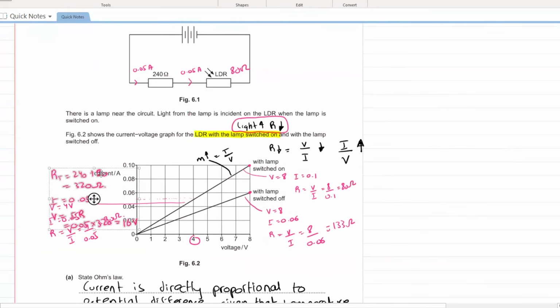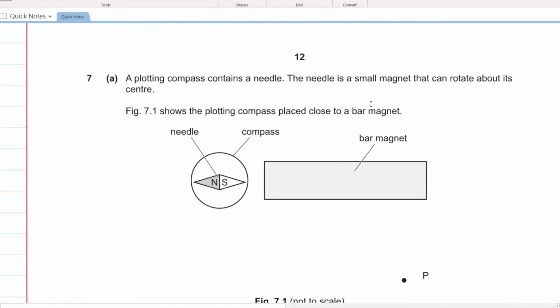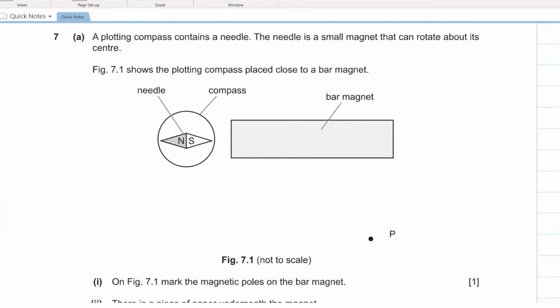Let me put this at the bottom. A plotting compass contains a needle. The needle is a small magnet that can rotate about its center. Figure 7.1 shows the plotting compass placed close to a bar magnet. On figure 7.1, mark the magnetic poles of the bar magnet.